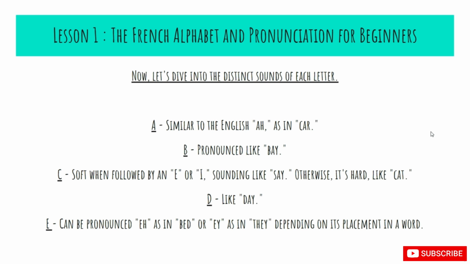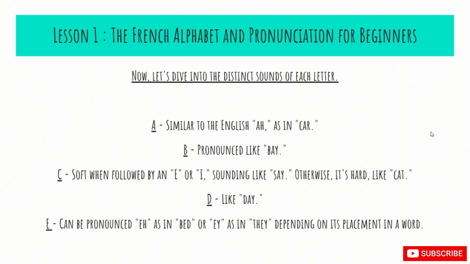C, soft when followed by an E or I, sounding like say. Otherwise, it's hard like cat. So when it's in front of A, it's more like a K, cat. Instead of sat, it's cat. So A, B, C, D. So it's not D, but day, like a day.